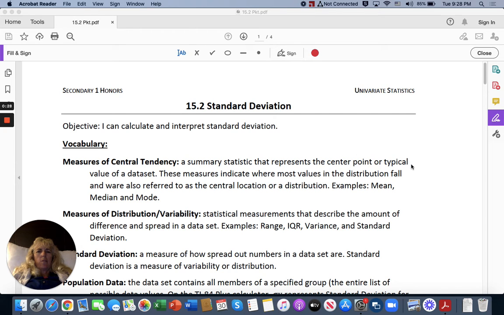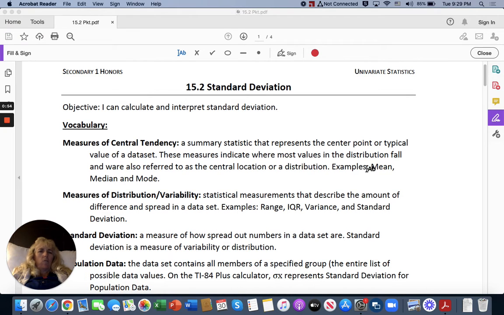This is a summary statistic that represents the center point or typical value of a data set. These measures indicate where most values in the distribution fall and are also referred to as the central location or distribution. You need to cross out this W so that this says R. Examples of a measure of central tendency are mean, median, and mode.